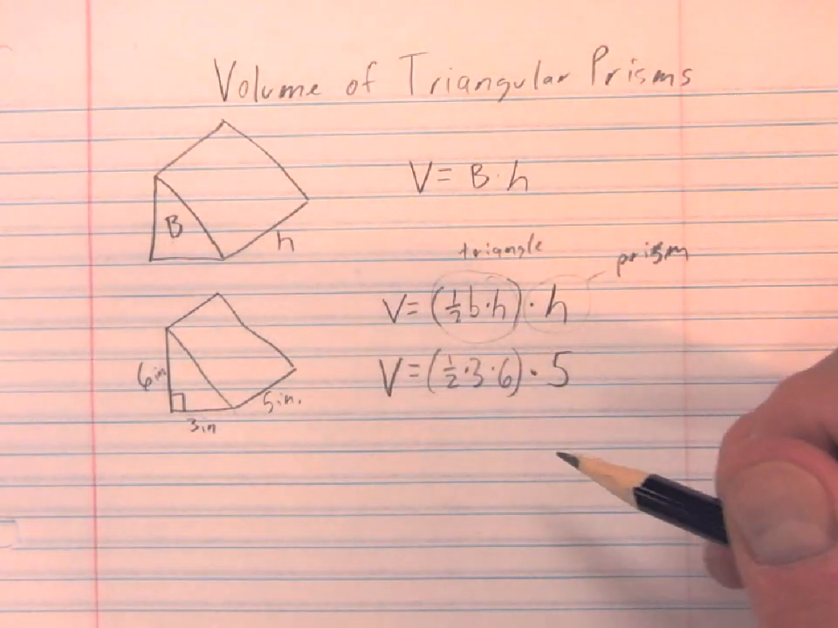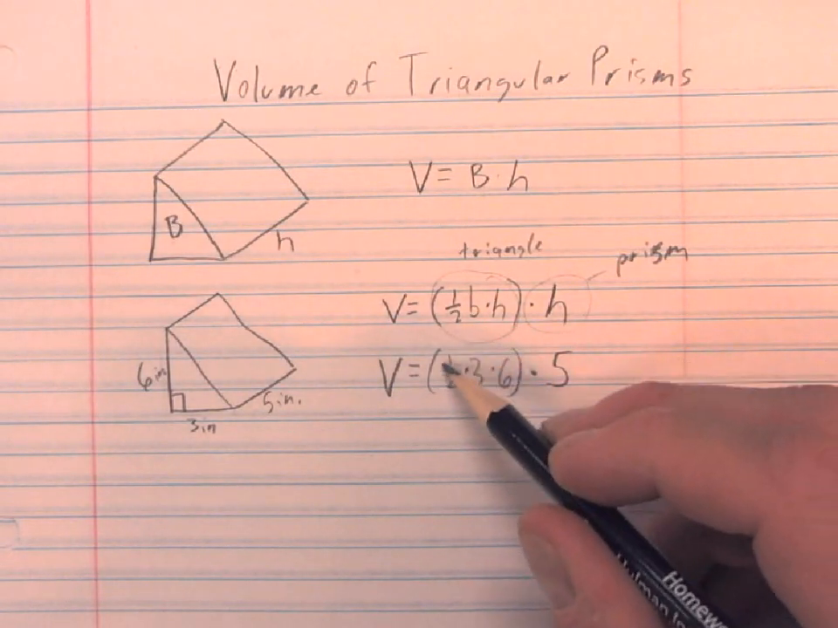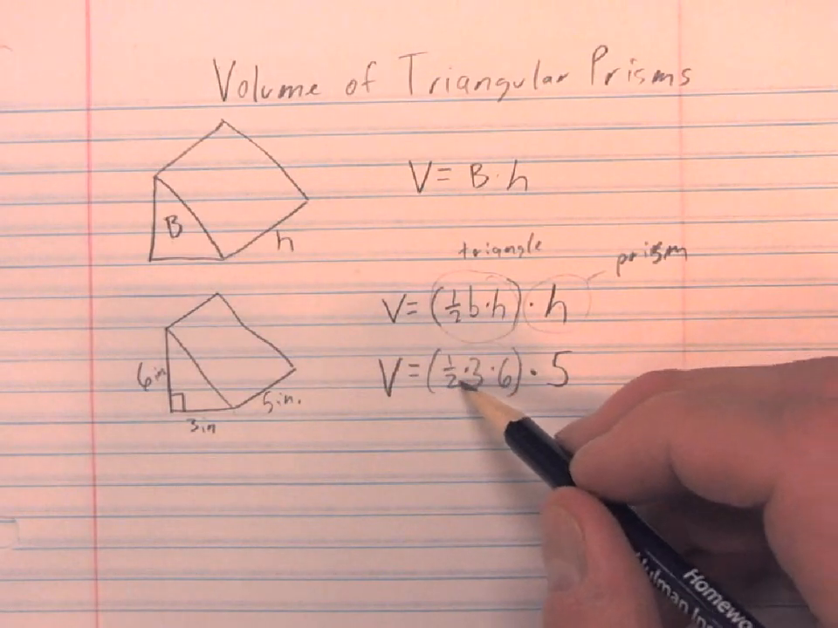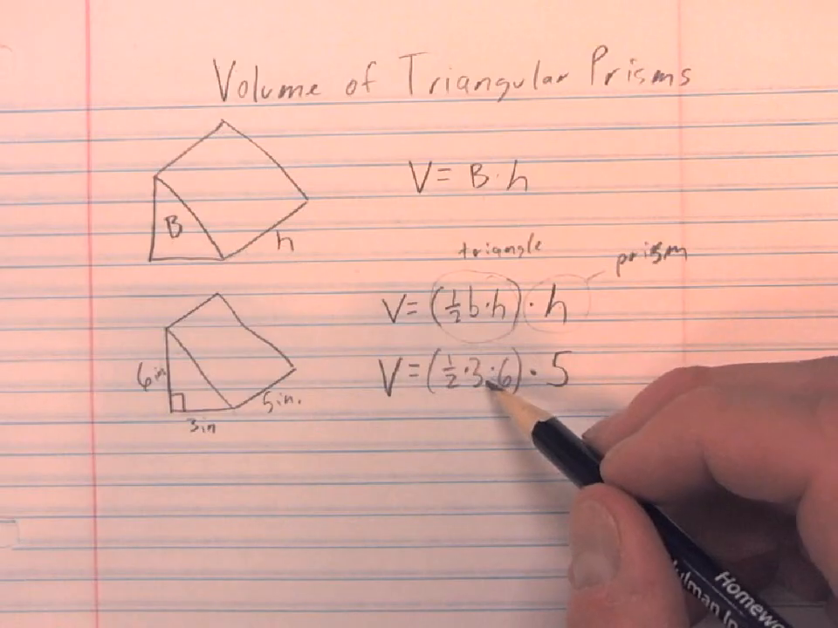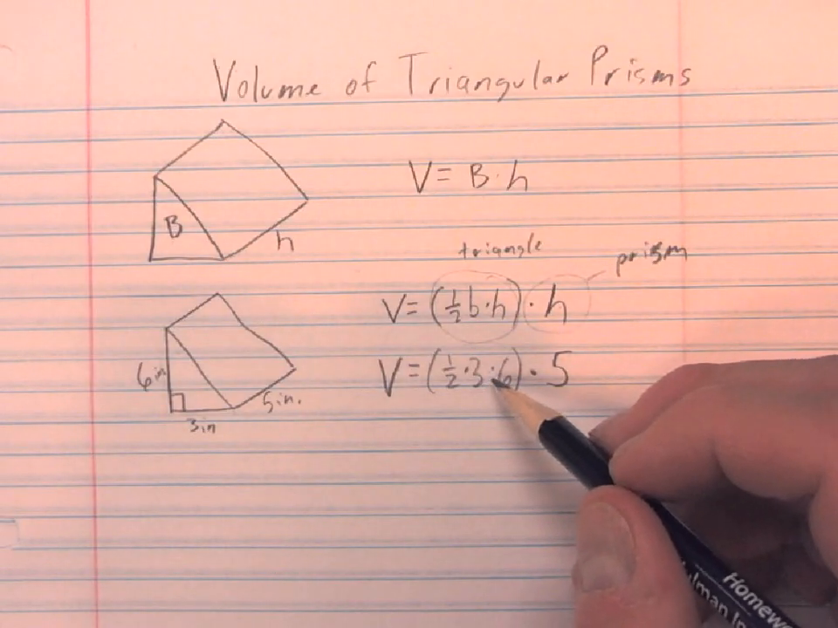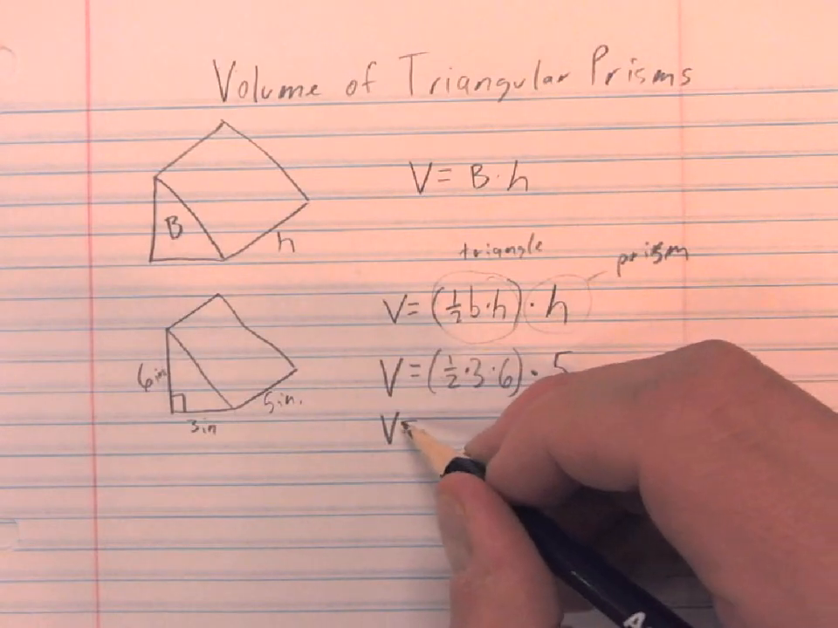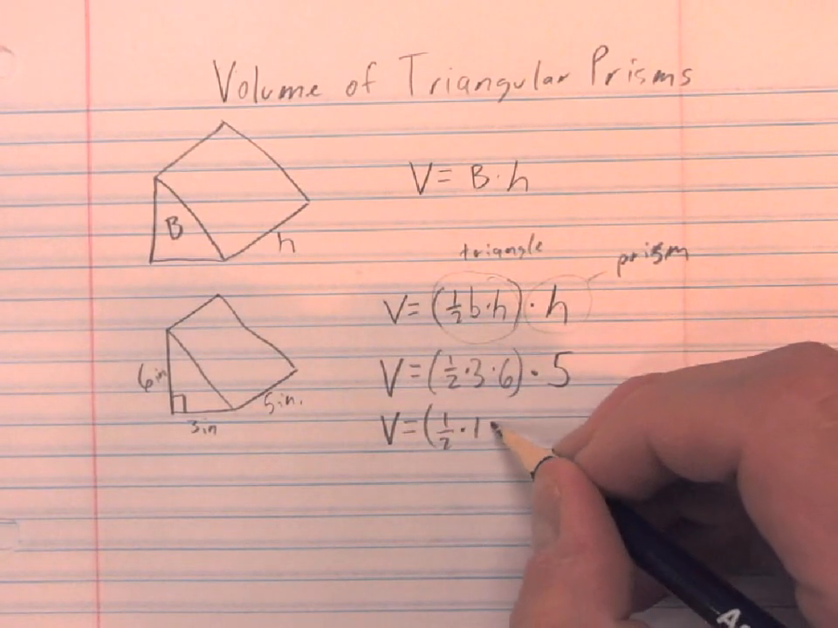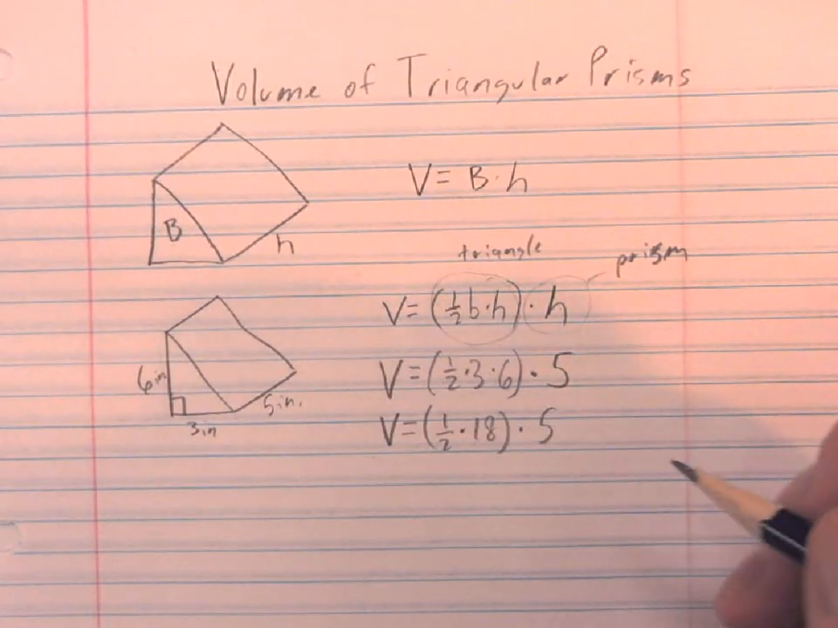So then all I have to do is a bunch of multiplication. But as you can see, we always do what's in the parentheses first. I can do these in any order because they're all inside the parentheses. They're all multiplication, and the commutative property of multiplication says that I can do whichever one I want first. So I'm going to say the volume is then 1/2 times, and I'm going to multiply those two together first to get 18, times 5.